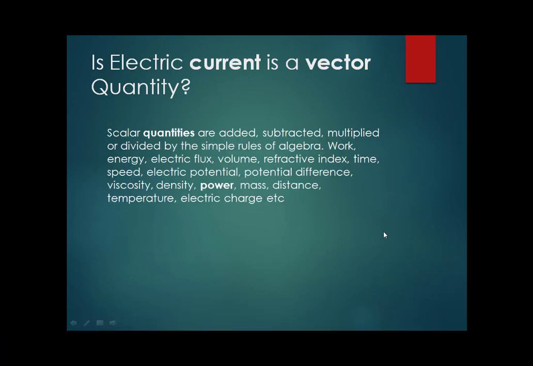Scalar quantities are added, subtracted, multiplied or divided by the simple rules of algebra. But work, energy, electric flux, volume, refractive index, time, speed, electric potential, potential difference, viscosity, density, power, mass, distance, temperature, electric charges: which type of quantity are these, scalar or vector? It's your task to tell whether these quantities are scalar or vector.